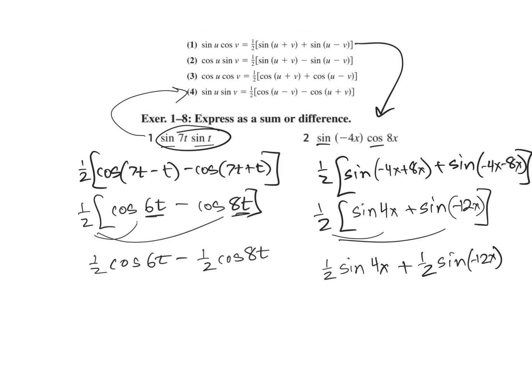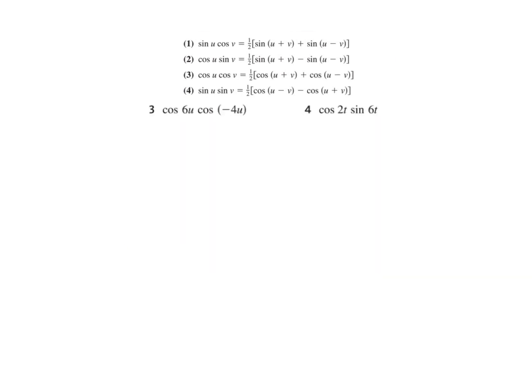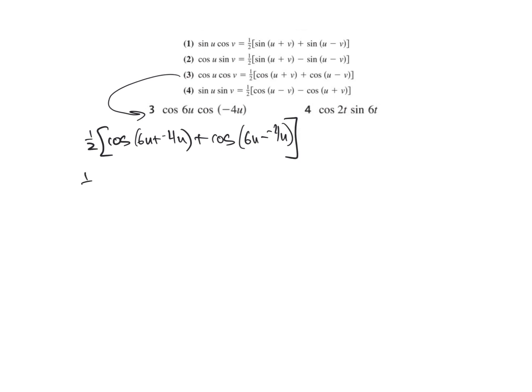Okay, let's move on, go a little faster. We have cosine times cosine, that is number 3 here. So that is 1/2 cosine of the 2 added together, 6u plus negative 4u. Plus the cosine of u minus v. That would be 6u minus a negative 4u. Don't forget the negative there. So it's 1/2 cosine of 2u plus 1/2 cosine of 10u.